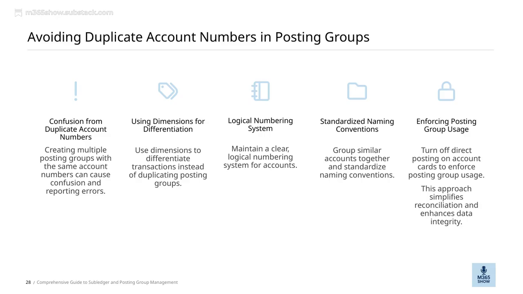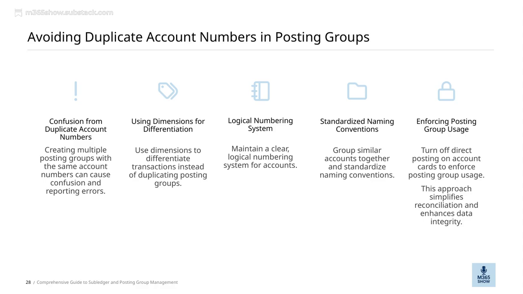One effective way to do this is by turning off direct posting on account cards. This forces users to use posting groups, which makes the data more consistent and easier to reconcile later on. When we do this, it simplifies the reconciliation process and really boosts data integrity.